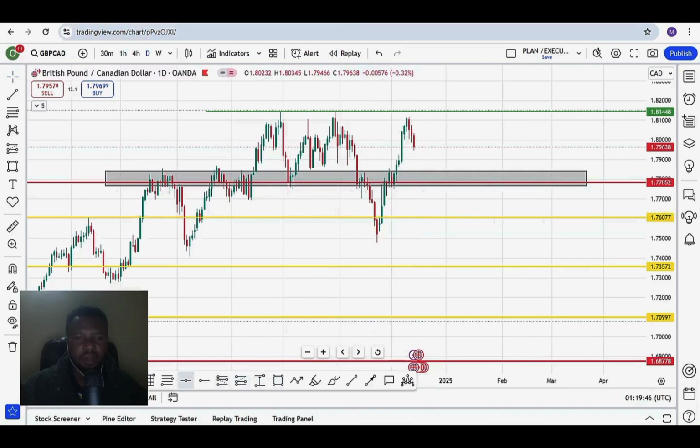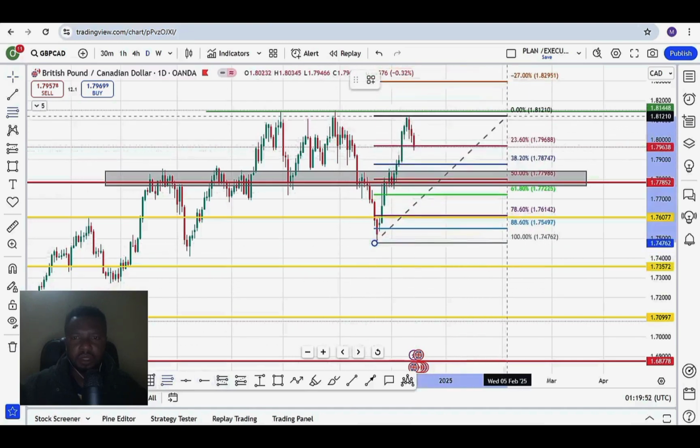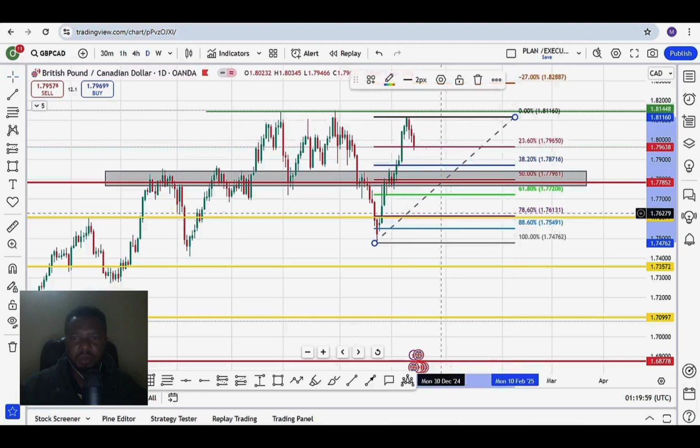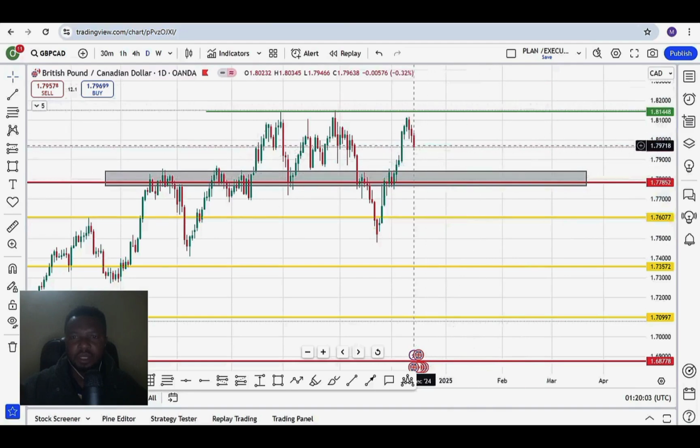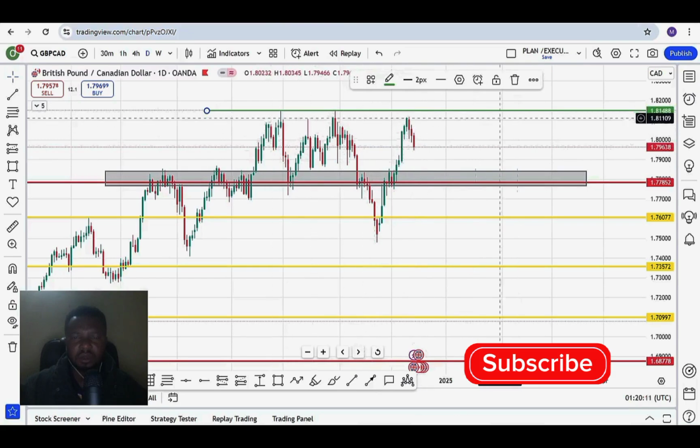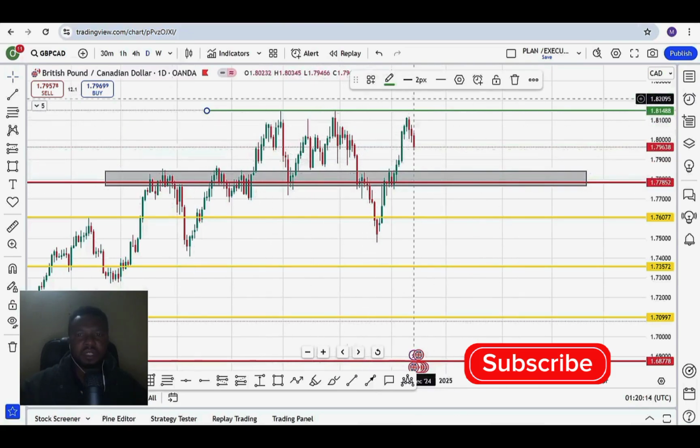So if I put in my fib level, let me see what that zone looks like. This will be like 50% of this move to the upside. So I'm hoping that price will react from this zone, then give us a reason to buy into this market, and price is going to take out this liquidity resting above this high.